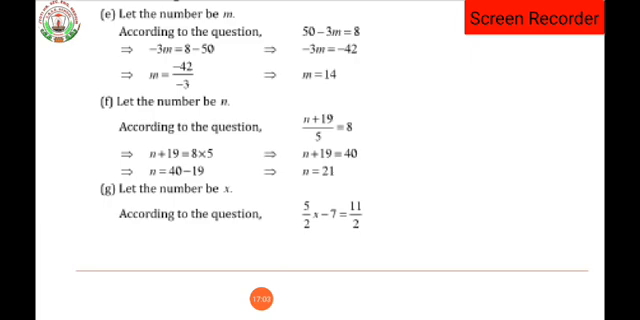In the next video I will give you the solution for questions number 2, 3 and 4. Then our chapter number 4 will be completed. Soon we will start the next chapter, lines and angles. So for today, thank you everyone.